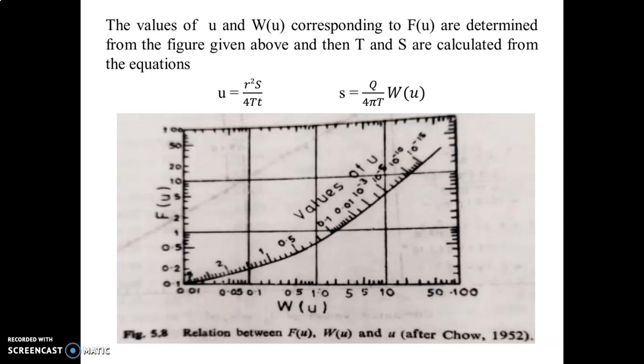The values of u and W(u) corresponding to F(u) are determined from the figure, and then T and S are calculated from these equations as in the case of Theis's method, where u equals r square S by 4 T t and s equals Q by 4 pi T of W(u).